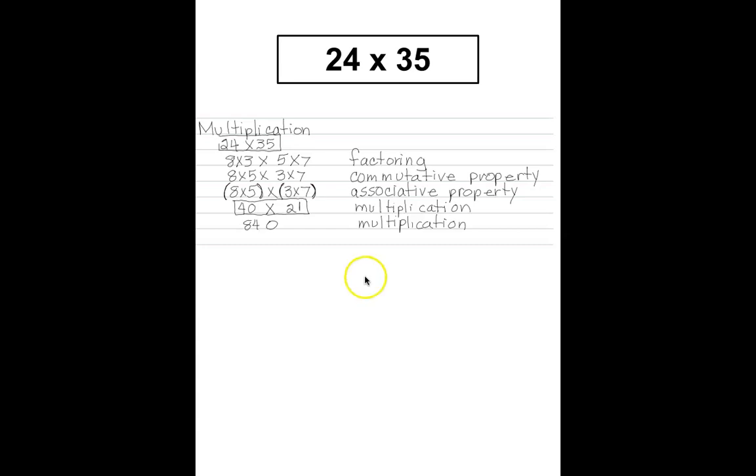So why do we do this? Why do we write out the properties and talk about the associative property and the commutative property? Well, mathematical practice number 3 tells us that we need to construct viable arguments. Sometimes viable arguments are difficult for students to construct, but at this level, it's a good way to show how you went, step by step, showing a logical progression of how you solved the problem, and you can prove that what you've done is correct based upon the properties.